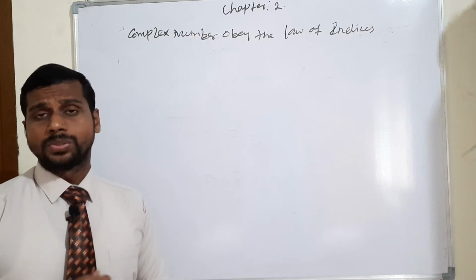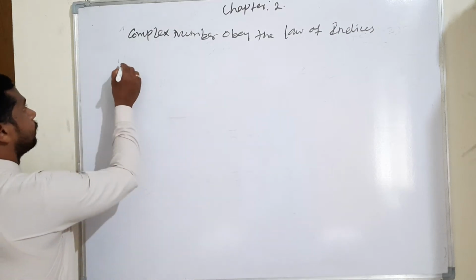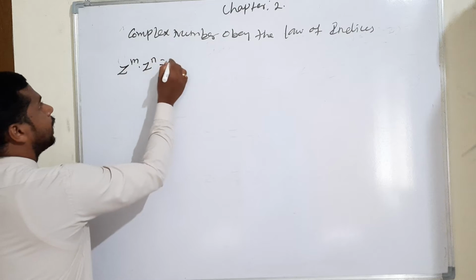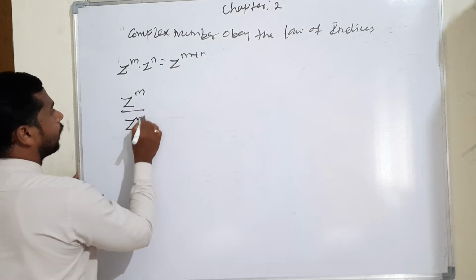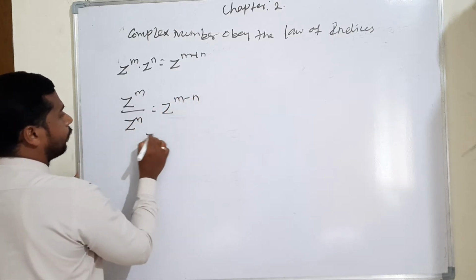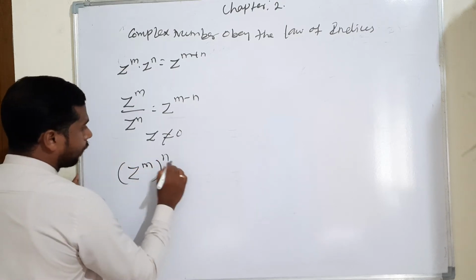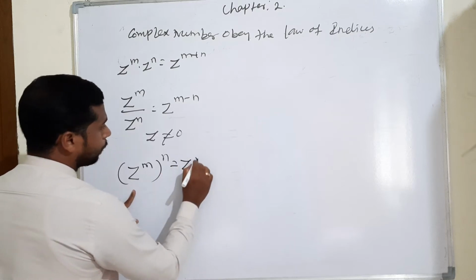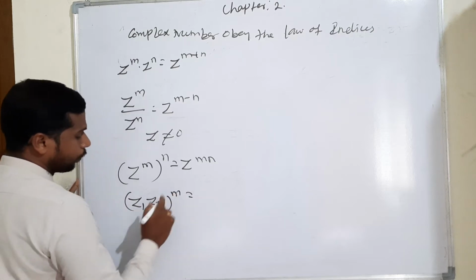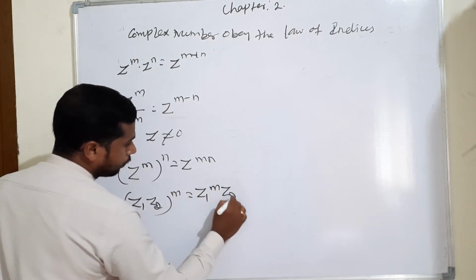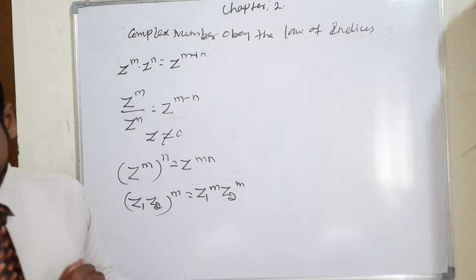There the base was a, but here for complex numbers it is z every time. So z^m into z^n gives z to the power m plus n, and z^m divided by z^n is z to the power m minus n, always with z not equal to 0. Then z to the power m, the whole power n, gives z to the power mn. Then z1 into z2, the whole power m, if you remove the bracket, is z1 to the power m into z2 to the power m. Those are some important points, definitely useful during the questions.